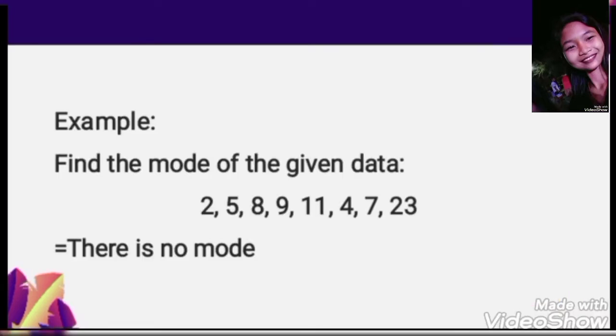Another example, find the mode of the given data: 2, 5, 8, 9, 11, 4, 7, and 23. Because no value appears more than once, there is no mode.